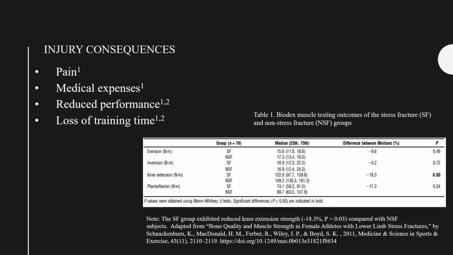There are consequences to the injury, such as pain, medical expenses, reduced performance, and loss of training time. The table to the right is a representation of reduced performance. As you can see, the stress fracture group had a reduced knee extension strength by 18.3% compared to the non-stress fracture group.